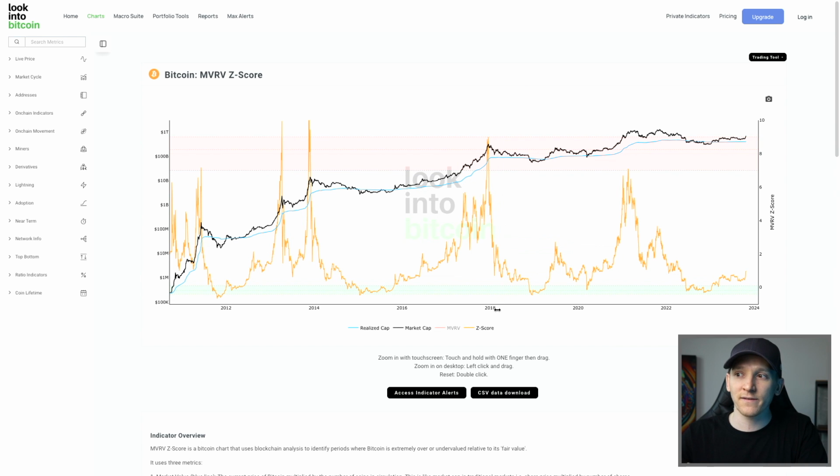MVRV is exactly the same thing. It's showing us where prices are overdone on the bull side and the bear side. So again, it's just looking at realized price or realized cap and giving us a kind of Z-score of it, right? So giving us how is it inflecting. When the price is at highs in this red zone, worst time to buy, absolute worst time to buy.